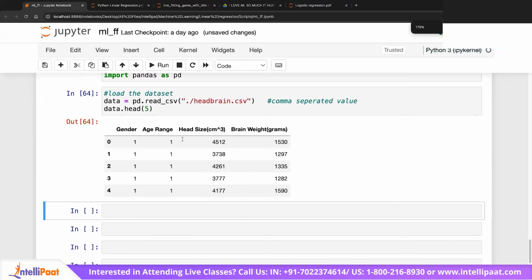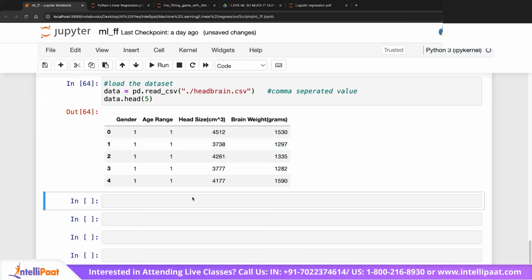Okay, how about now? Is this more clear? Much better? I've zoomed in for better clarity. Okay, good. So the data set that I have right in front of you is a very simple data set. It has 4 different columns: gender, age, head size, and brain weight. Basically, I want to predict using linear regression whether an increase in the size of the head increases the weight of the brain.